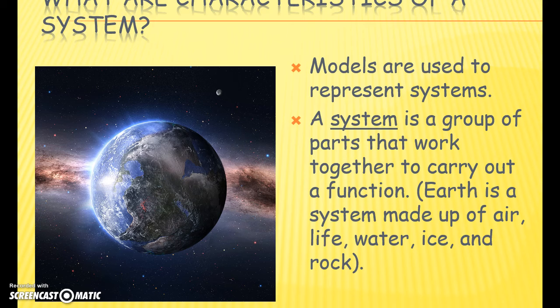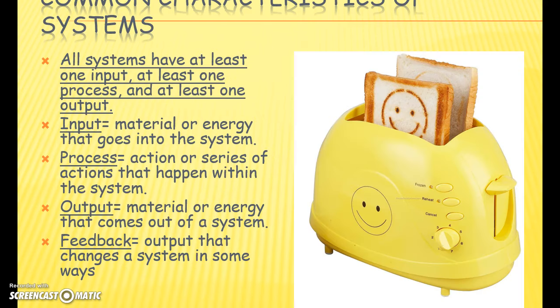Models are used to represent systems. A system is a group of parts that work together to carry out a function. Your body is a system to help keep you alive. It's made up of your organ systems, which break down into smaller organs, then tissues, then cells, and so on. On a bigger level, Earth is a system made up of air, life, water, ice, and rock.